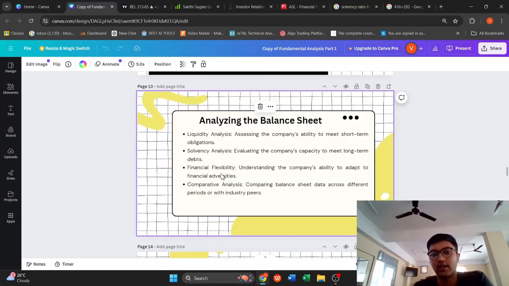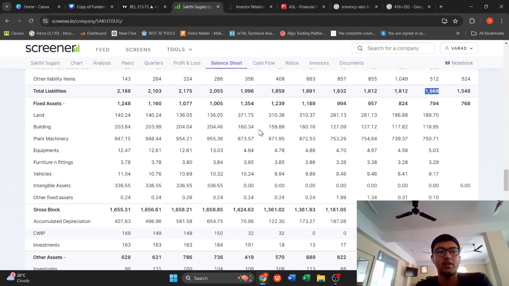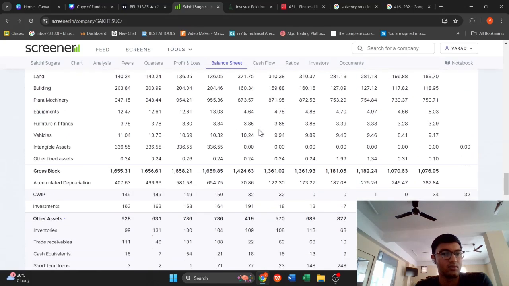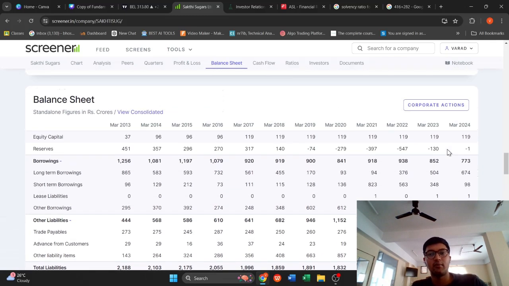And the next is financial flexibility, understanding the company's ability to adapt to financial adversities. For example, if some kind of COVID situation happens, will the company be able to sustain? In such cases, we will analyze the long-term liability, the company's debt, and whether there is enough cash flow. For example, if the company has debt at 8 percent per annum, is it able to return that amount of money?